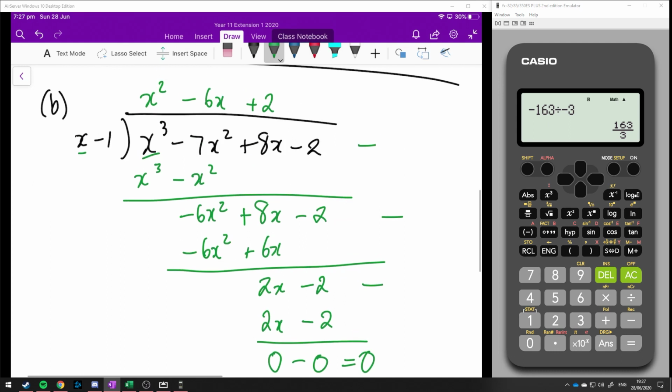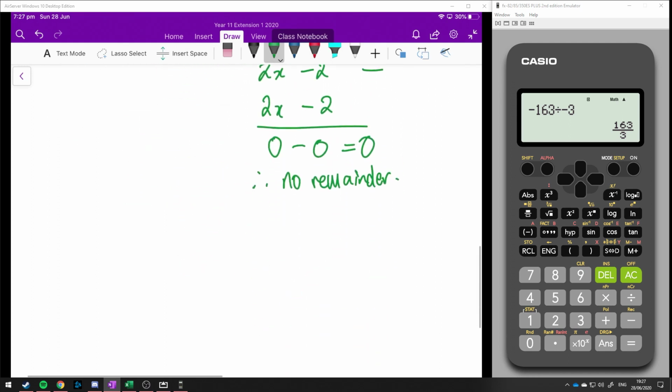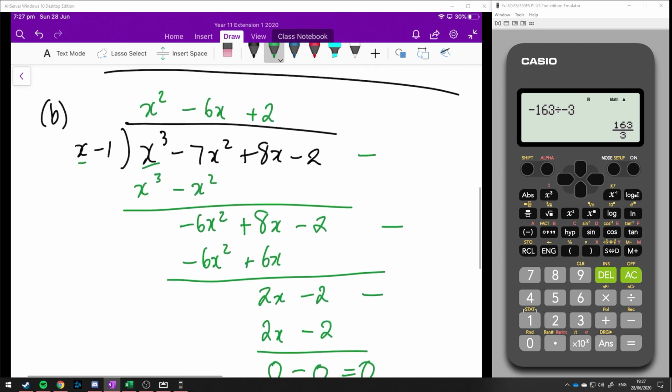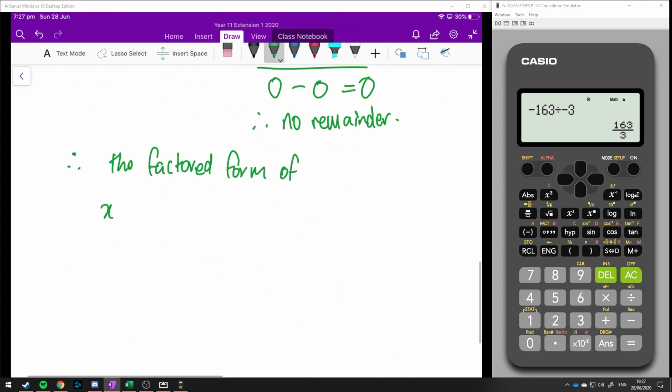So, when I divide x cubed minus 7x squared plus 8x minus 2 by x minus 1, we get the answer x squared minus 6x plus 2. Okay, and that's all we get. So therefore, what we're going to do is the factored form of, okay, and it's x squared minus 6x. Oh, not that bit, sorry.